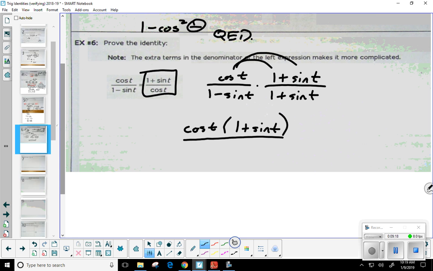1 minus sine squared. There we go. In fact, does anybody want me to go ahead and FOIL the two groups together to kind of walk you through and show you how I got that? Everybody's okay. Okay. Well, now what?